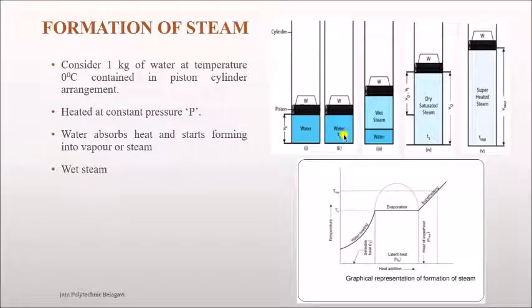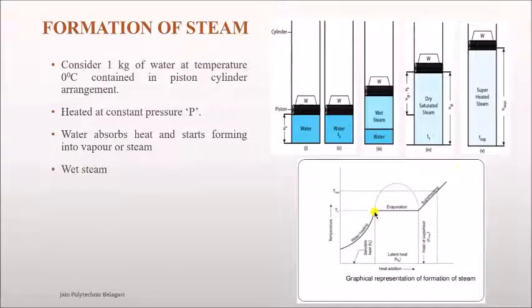When I further heat it, having already attained the boiling point, the formation of steam takes place. This process we call evaporation, which means the water starts forming into vapors. The heat absorbed during the formation of steam we call latent heat. During this heat absorption there is a considerable increase in volume as well as heat, but the temperature remains constant. It doesn't change.